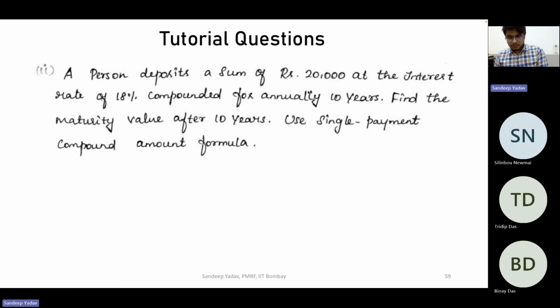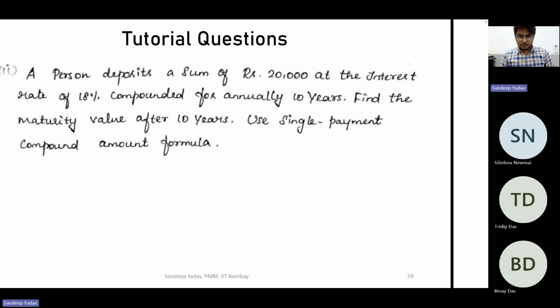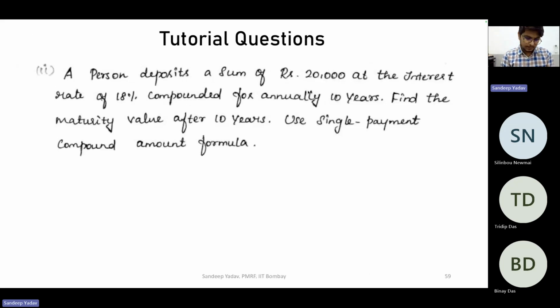So these are the small questions that you can try by yourself. If you're finding any difficulties, you can take them for practice purposes.